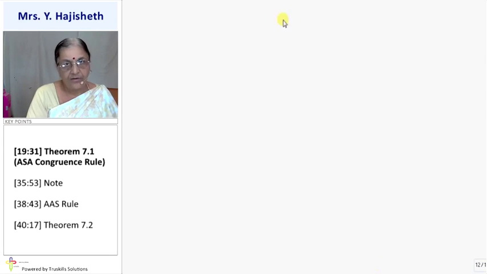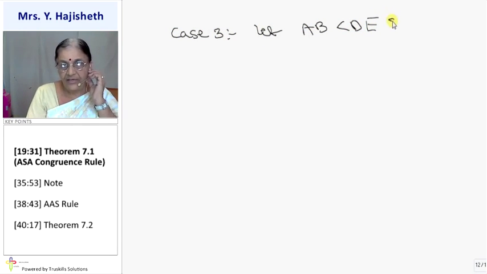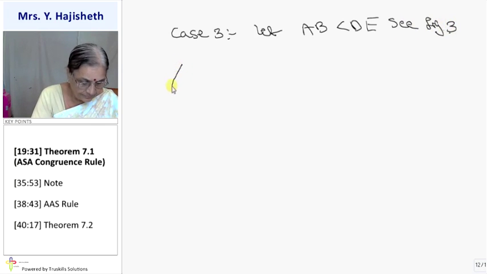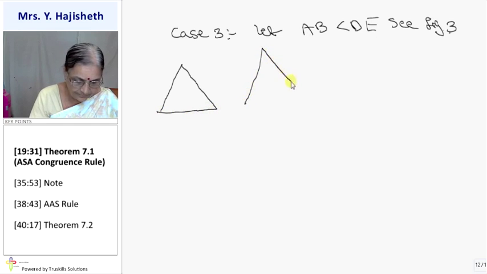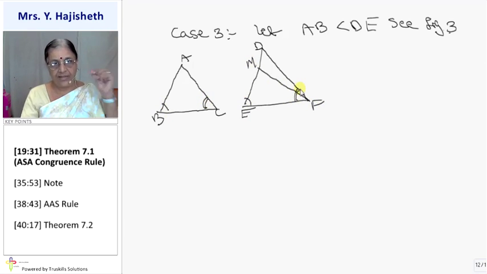Same method. For case number 3, let AB be less than DE. That is, DE is greater than AB. So, see figure 3. In this, where will we take point M? On DE. Let us draw the figure. ABC. Clear? I have made the figure.